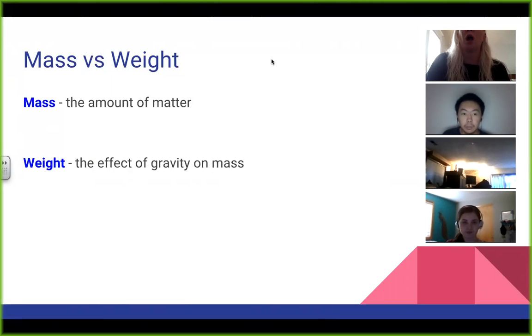So I want to ask you guys some questions about this. Are mass and weight always the same? No, right? Why? Can someone give an example of a time possibly when they wouldn't be the same?